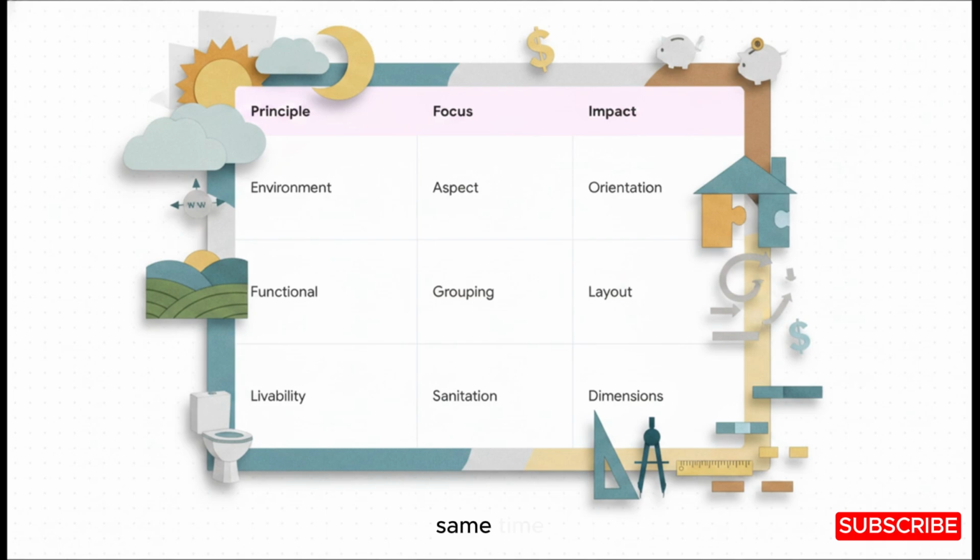At the exact same time, they are juggling functional planning, grouping, and circulation, which dictates which rooms are next to each other and how wide those corridors need to be. And overlying all of this is livability and economy, which forces the designer to establish the absolute minimum dimensions that still meet sanitation and ventilation needs without blowing up the budget. You have to be thinking about all of these principles simultaneously to produce a successful blueprint.